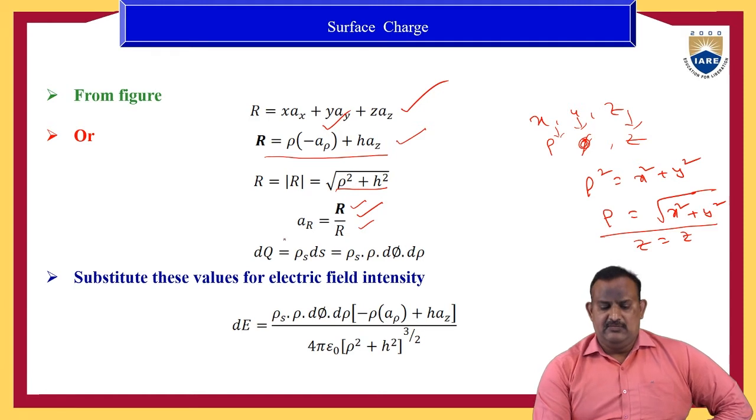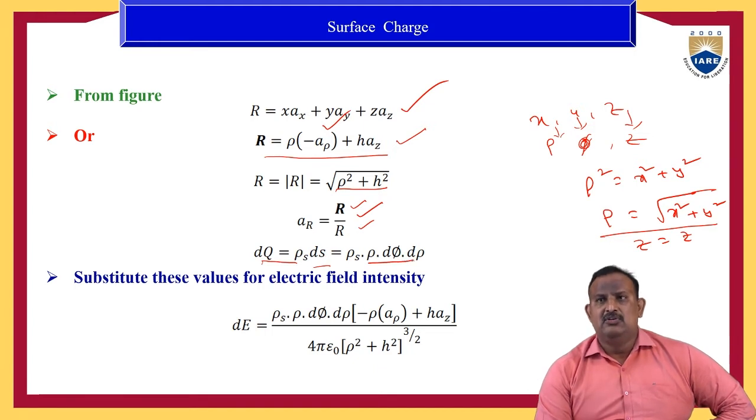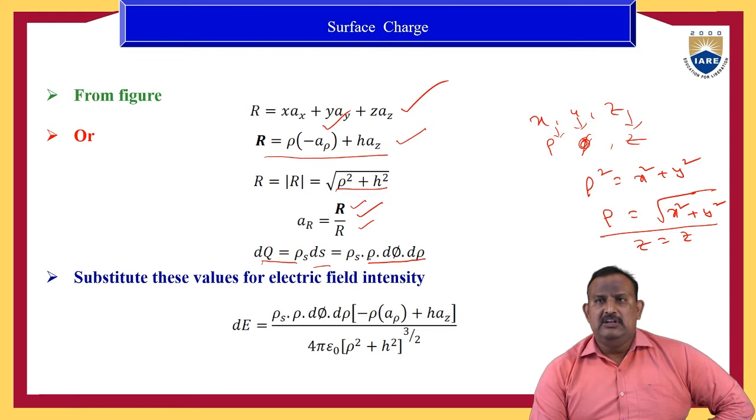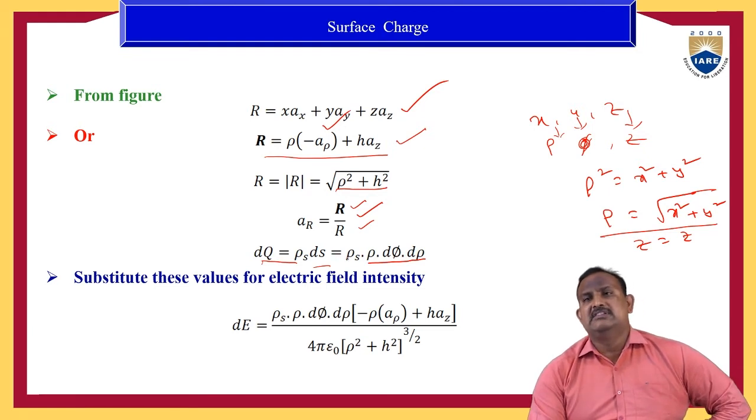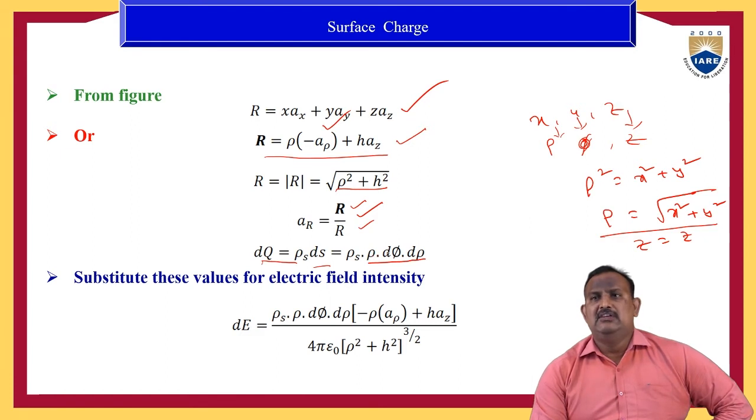So here we have already defined that dq is equal to rho s into ds. In the cylindrical coordinate system, we can write ds is equal to rho into d phi into d rho.